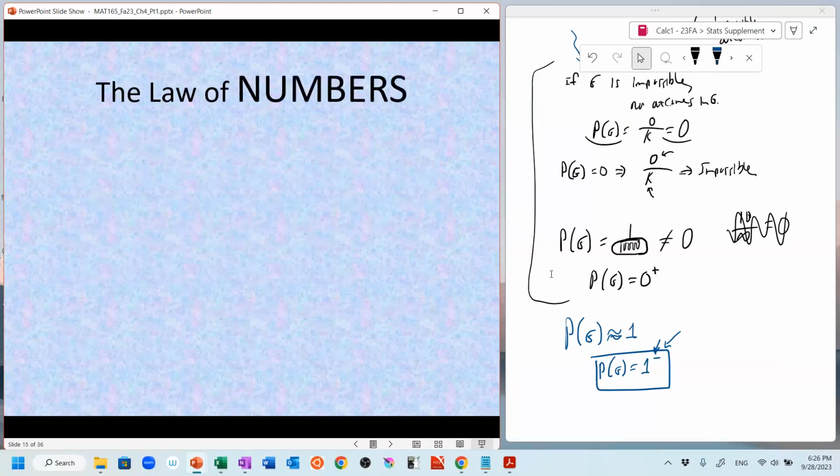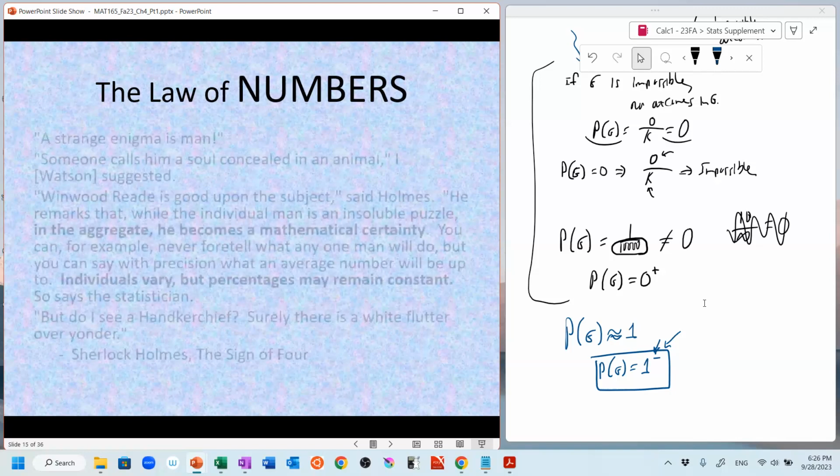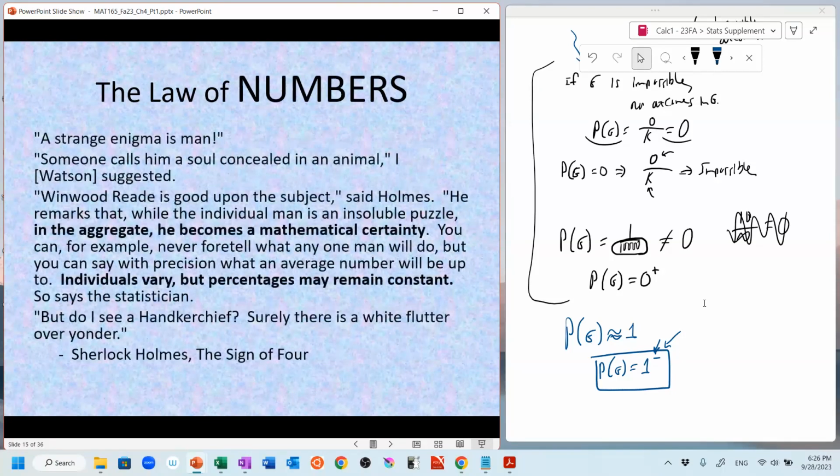And I think the last thing we'll talk about today is the law of large numbers. So this is my joke for law of large numbers. A fun little quote from Sherlock Holmes from the book The Sign of Four, where he talks about an individual person: an individual person is an insoluble puzzle, but averages may remain constant.